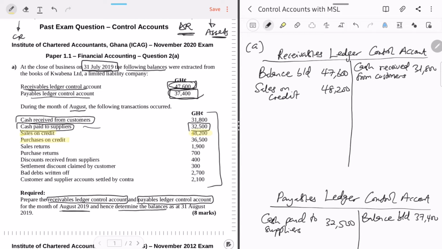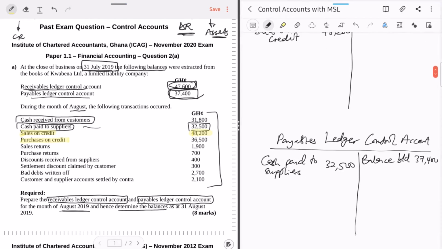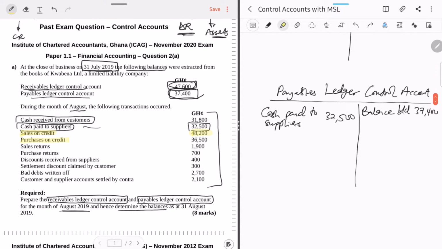The next, purchases on credit. Once again, when I purchase on credit, what's a double entry? I will debit my purchases account because purchases are debits, and then I will credit the payables account or the creditors account. So debits to purchases, then the credit comes to this account, the payables ledger control account. So purchases has been debited, so the credit comes here. What's the figure? We have here 36,500. The next, I have what?